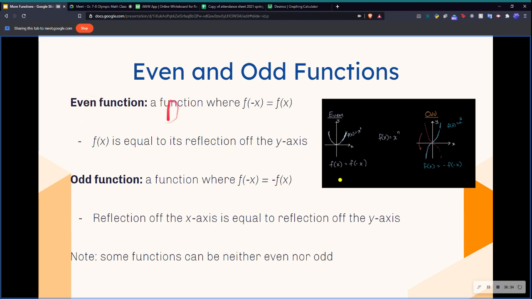An even function is a function where, say you have some function f at x. If you substitute f at negative x, and this is equal to the original function, so f of negative x is equal to f at x, then you get an even function.